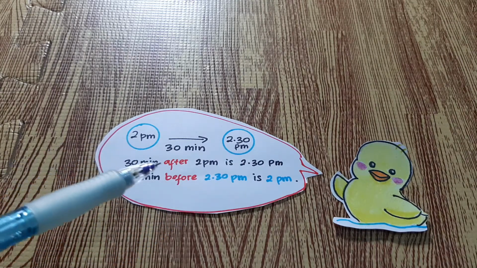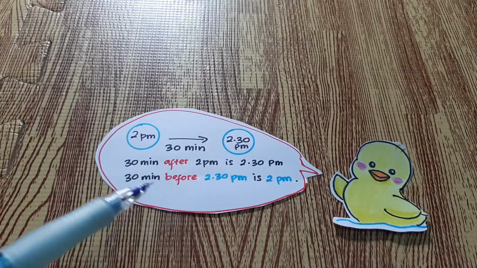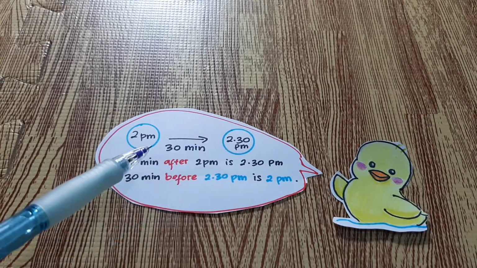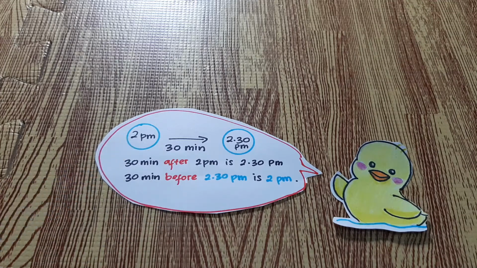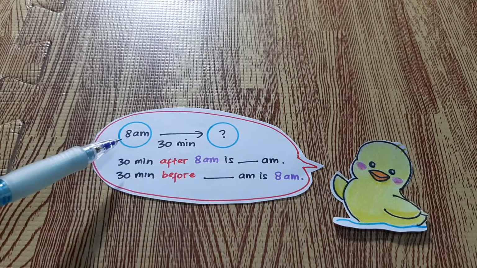Now, 30 minutes after 2 p.m. is 2:30. 30 minutes before, it means you go backward. Before 2:30 p.m. is 2 p.m. So if we have these questions, we start from 8 a.m.